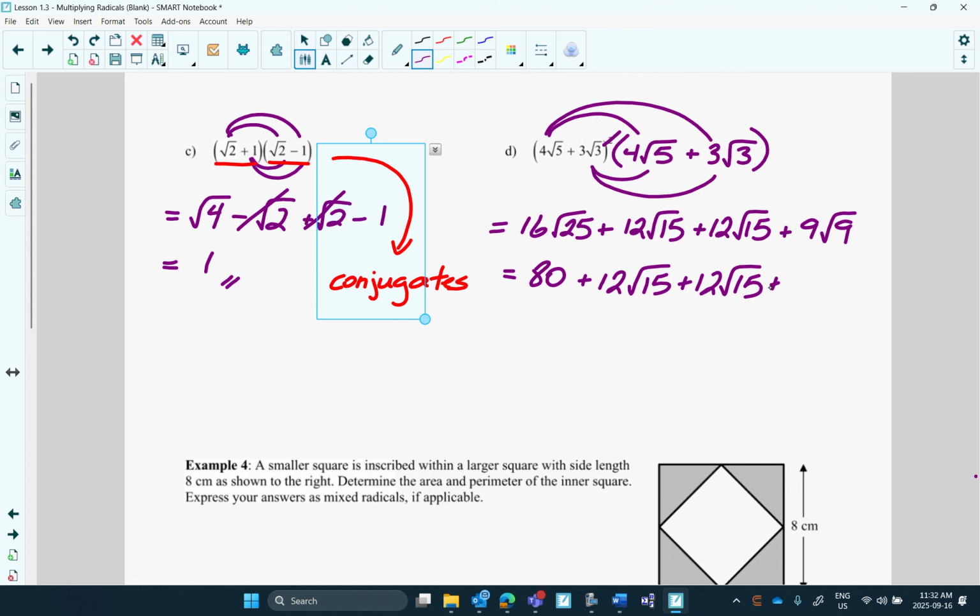Can't simplify these or take them exactly, so I just rewrite them. Root 9 times 9. And now I've got some terms I can collect. I can collect the numbers, 80 and 27 to make 107. 12 root 15 and 12 root 15 is 24 root 15. Remember, don't multiply those numbers in the radicals because we're combining them, we're adding them.